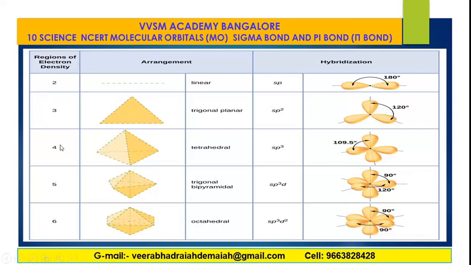The regions of electron density is 4. This is tetrahedral structure, and this is sp3 hybridization. The bond angle is 109.5 degrees. It continues with trigonal bipyramidal, sp3d hybridization, and this is sp3d2 hybridization. So these are the arrangements of hybridizations.